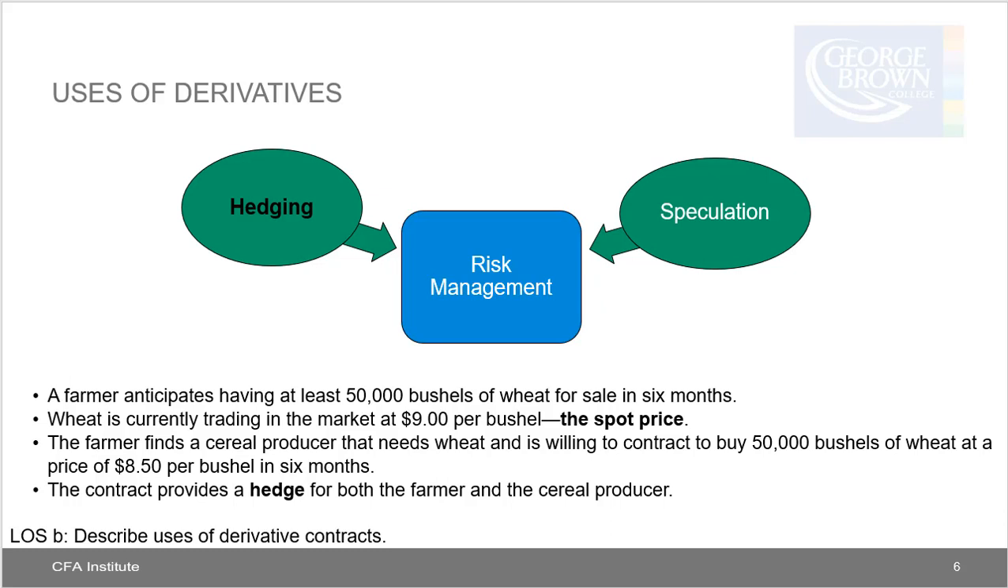The farmer finds a cereal producer that needs wheat and is willing to contract to buy 50,000 bushels of wheat at a price of $8.50 per bushel in 6 months. So the contract provides a hedge for both the farmer and the cereal producer. The farmer knows exactly what their income will be in 6 months. It'll be $50,000 times $8.50, and the cereal producer will know with certainty what their expense will be for those 50,000 bushels of wheat.